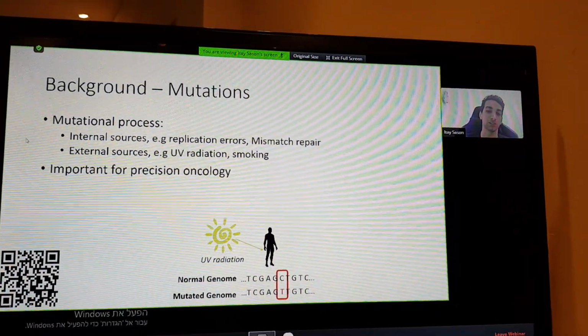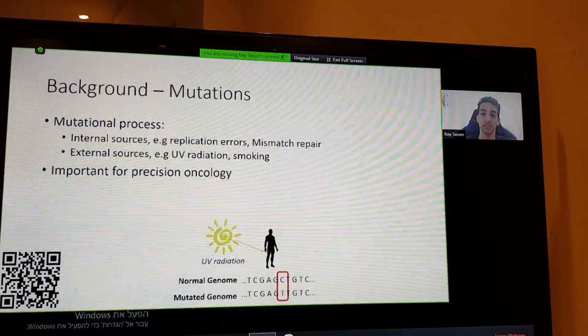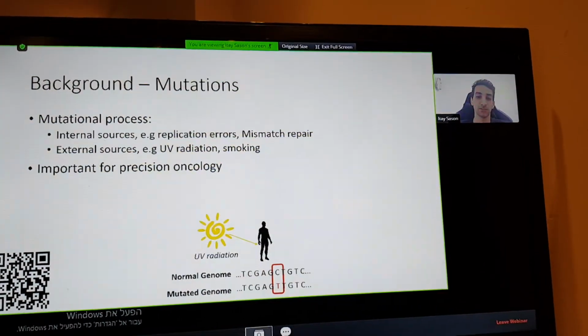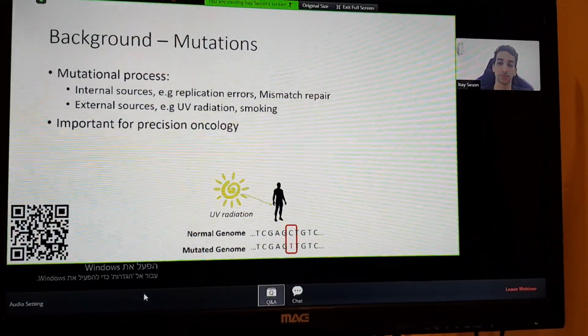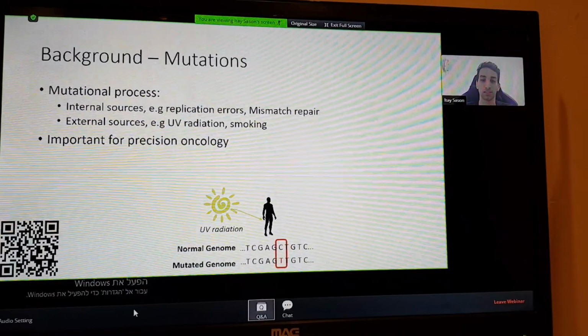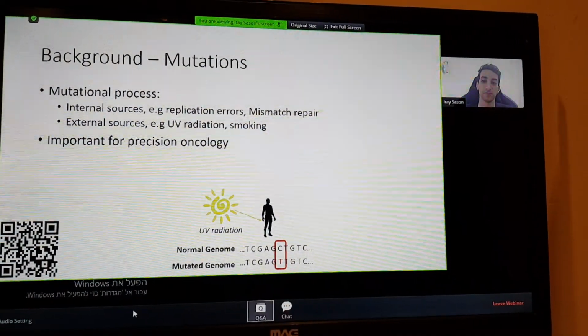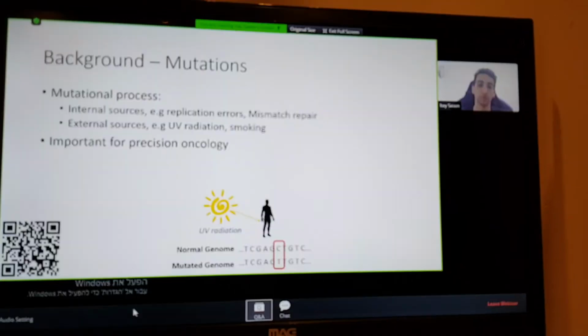So first of all, what is a mutation? A mutation is an alteration of the genome. It could be an insertion, deletion, or a base substitution. As commonly used in this field, we will only look at base substitutions with the immediate left and right context of it. This makes a total of 96 categories of mutations.